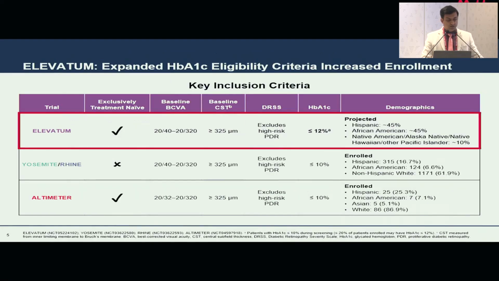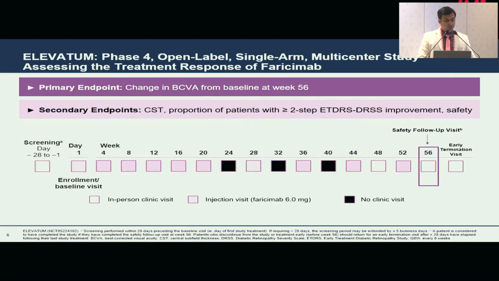And if you look into ELEVATUM as compared to the Yosemite, Rhine or Altimeter, it was almost similar, except the HbA1c criterion was extended from 10% to 12% to have a little more enrollment, and it was an exclusively treatment-naive study. It is a phase 4 open label single arm multicenter study assessing the treatment response of faricimab. The primary endpoint is change in BCVA, and the secondary endpoints are CST and the proportion of patients with more than 2-step ETDRS DRSS improvement. It was given monthly injections for the first 6 and then every Q4 and then Q8.